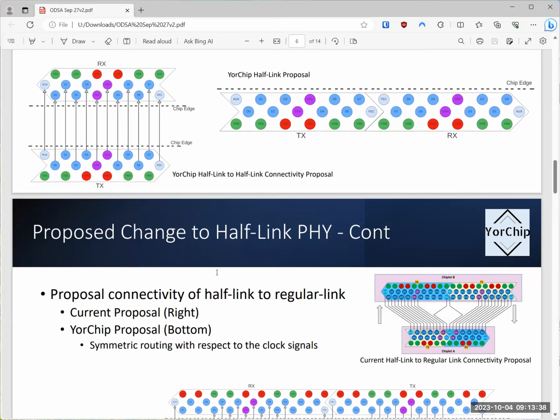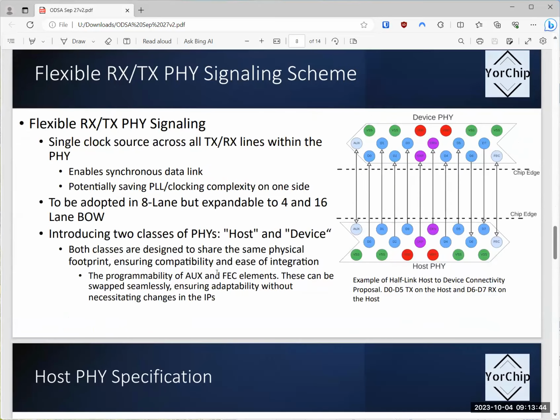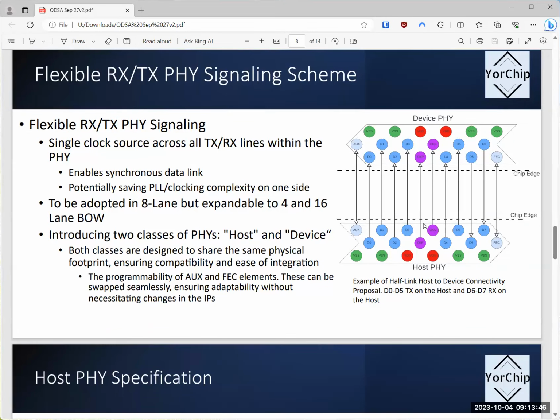Gotcha. Okay, yeah, that would make sense. Got it. So going to here, this is the part where we have doubts about whether to split TX and RX. If you design a PHY that can support this mode, it can support the normal BOW mode as well. So it's an additional feature in a sense, right?